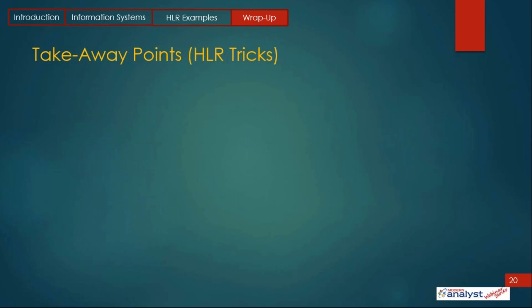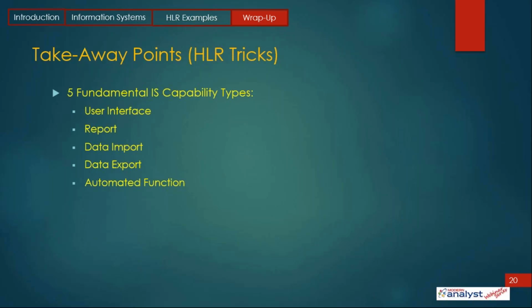Okay, so for takeaway points, I've been rambling on for a little over 45 minutes. What I want you to remember from all this is that there are 5 capability types. Think about these as a mantra: user interface, report, data import, data export, and automated functions. So 2 days from now, if you wonder what the heck Dan was talking about, hopefully you'll have taken those away.